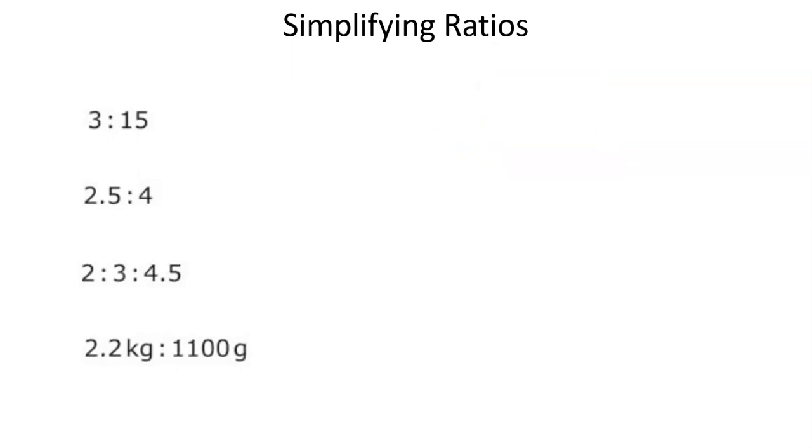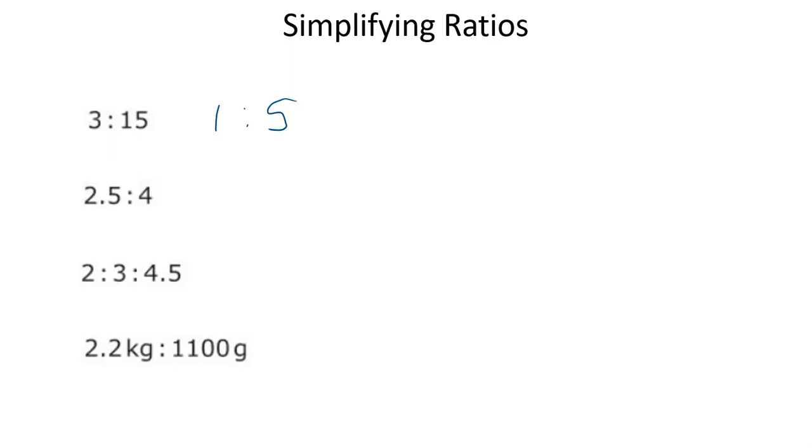You're simply looking for a number that goes into both the first and second number, or indeed all the numbers if you've got more than one, and you just divide them all by that. So with 3 and 15, 3 goes into this and into this, so divide, and we have the ratio in a simpler form. Because there's no number other than 1 that goes into both, that is in its simplest form.